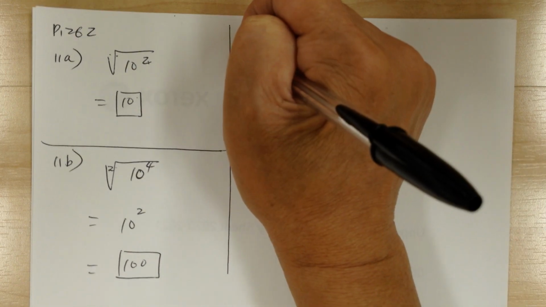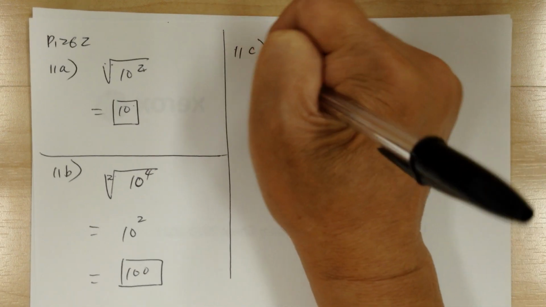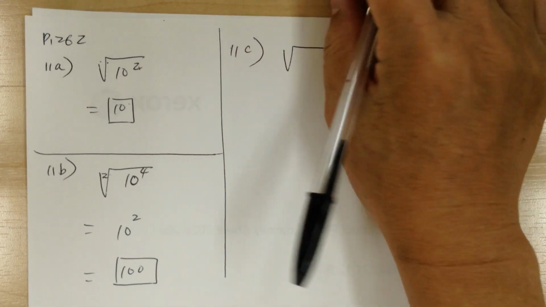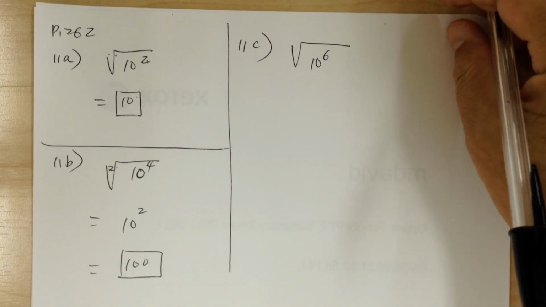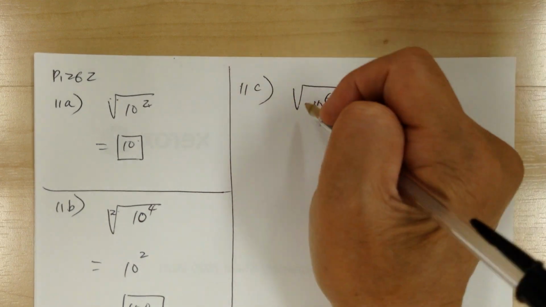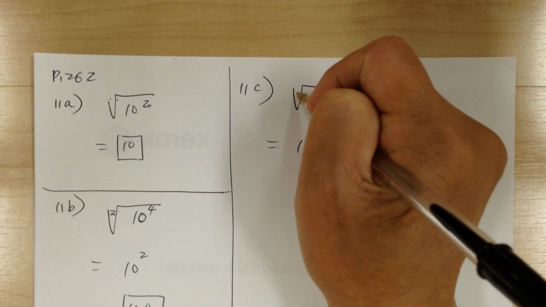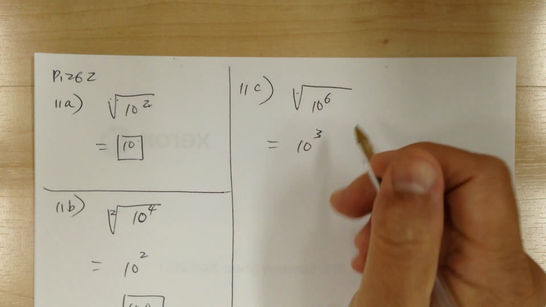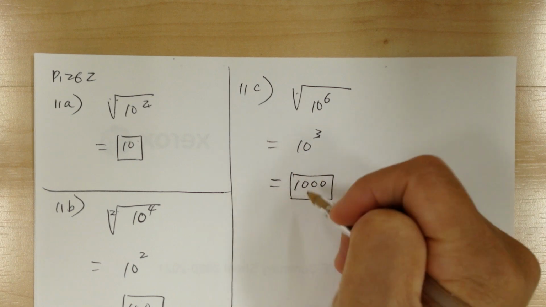Okay, let's go to 11c. Okay, you have square root of 10 to the 6. Okay, so again, when you don't see a number, it means there's a 2. So this will equal 10 to the 3, because 6 divided by 2 will give you 3. Okay, and so this will equal 1000.